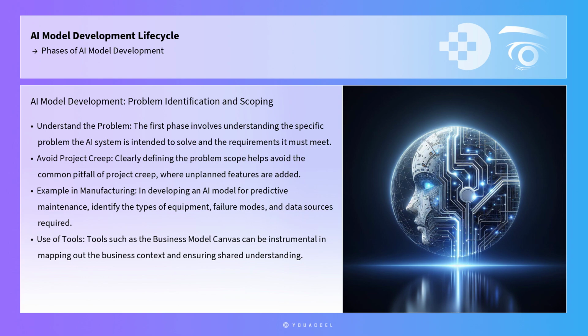For instance, in developing an AI model for predictive maintenance in manufacturing, it is crucial to identify the types of equipment, failure modes, and data sources required. Tools such as the business model canvas can be instrumental in mapping out the business context and ensuring that all stakeholders have a shared understanding of the project's objectives.